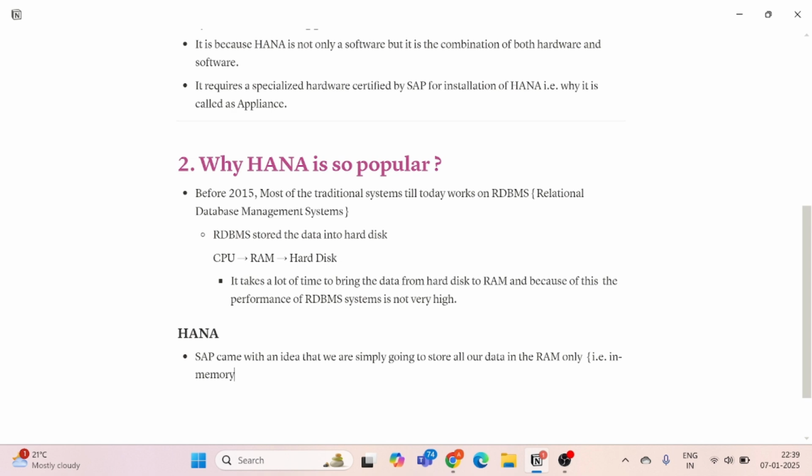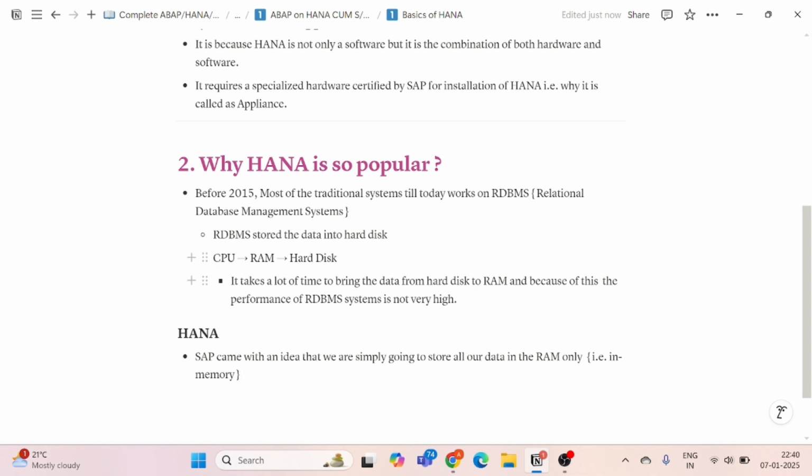All our data in the RAM only. So since all our data will be there in RAM only, if I have to perform any kind of operation, RAM is connected with the CPU, so I can directly go to CPU and all my operations will be done. So SAP simply tried to remove this concept.